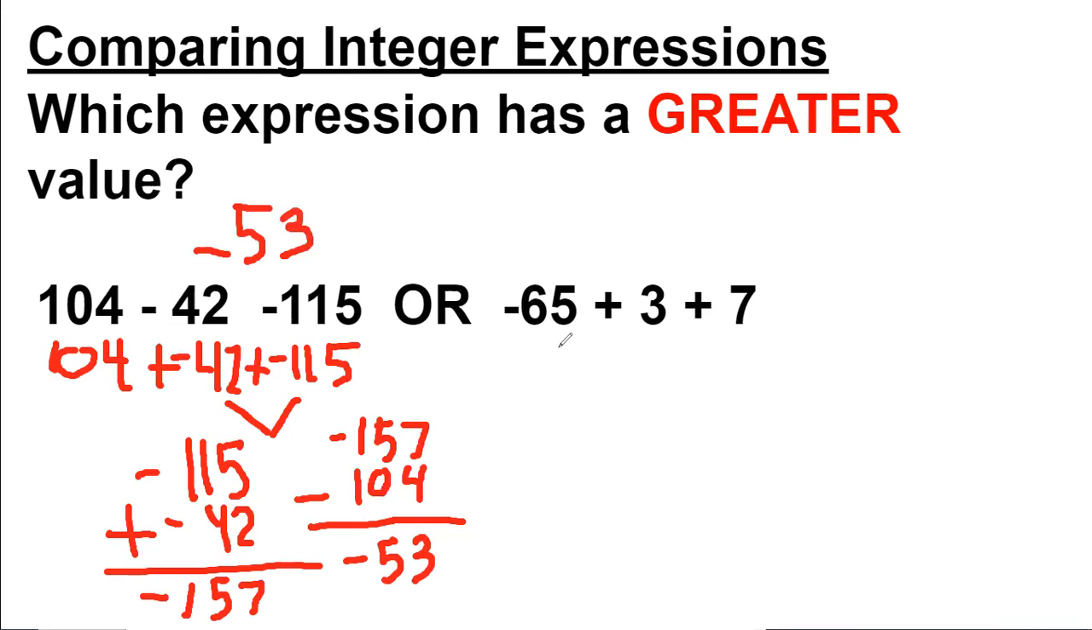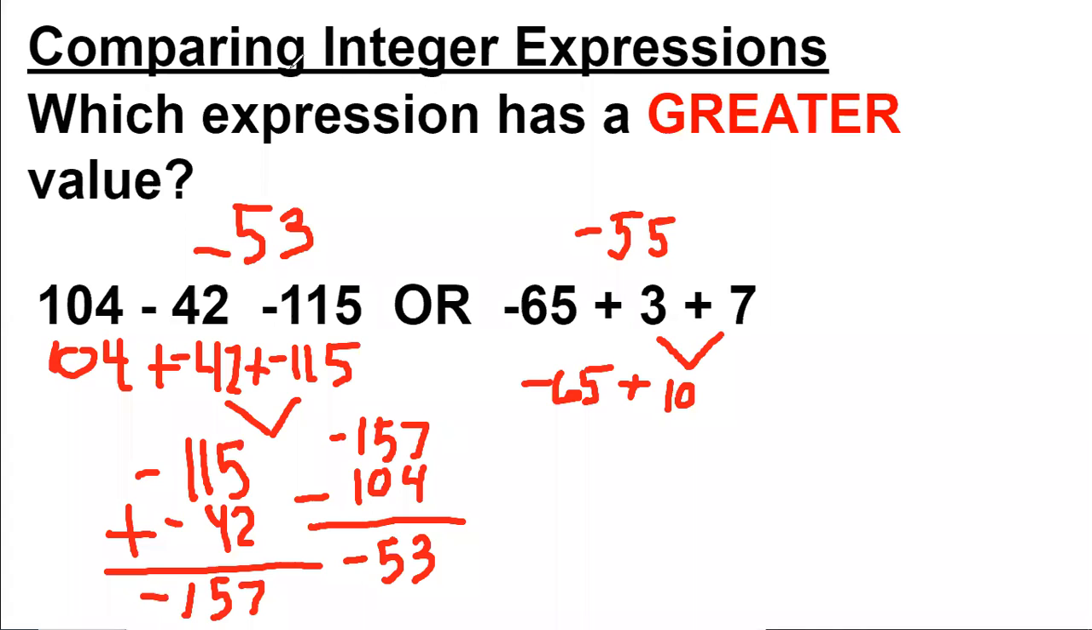I'll do the other one quickly. Negative 65 plus 3 plus 7. We're going to combine the 3 and the 7 to be 10. So we have a negative $65 debt. We're going to pay $10 of it from our pocket. What are we going to be left with? Did you say negative 55? And you are correct. Okay, here we go.